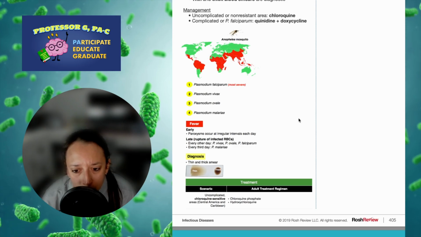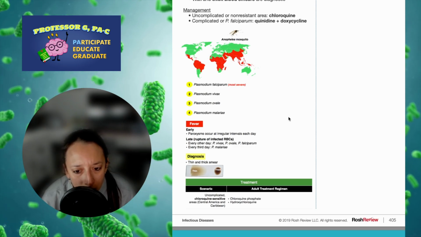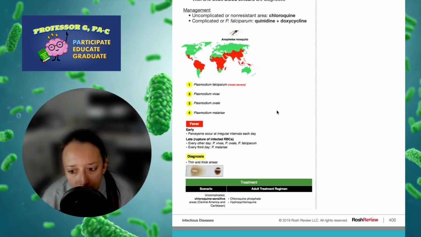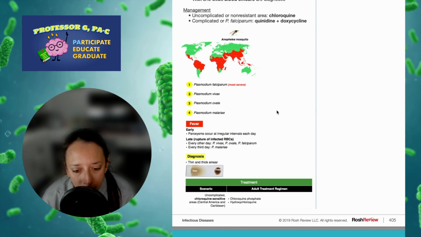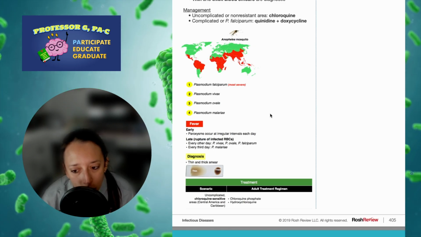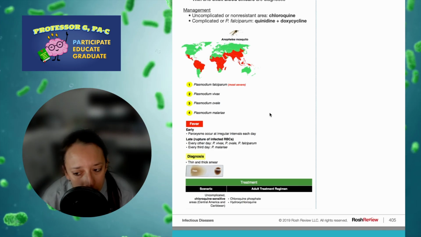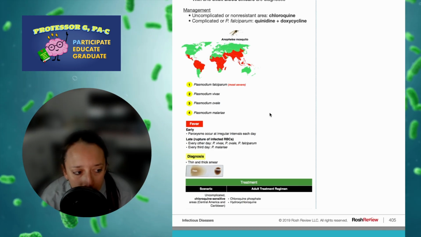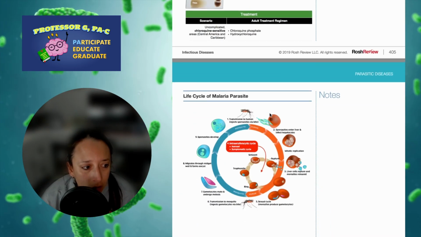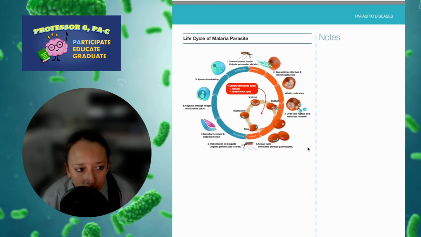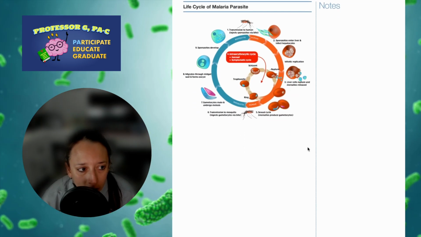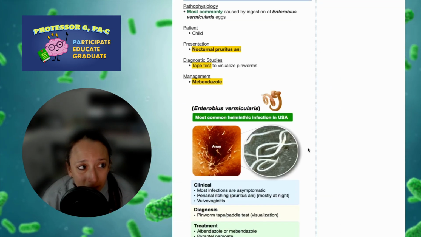Treatment is going to be with chloroquine for the non-resistant areas and quinidine plus doxycycline for the resistant infections. So we always want to ask about travel, fever, and cyclic chills, especially after travel. So think about malaria in those cases. And here's just the life cycle of the malaria parasite for the patho enthusiasts.